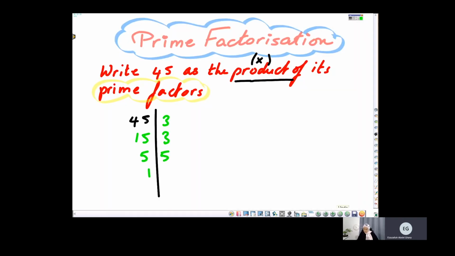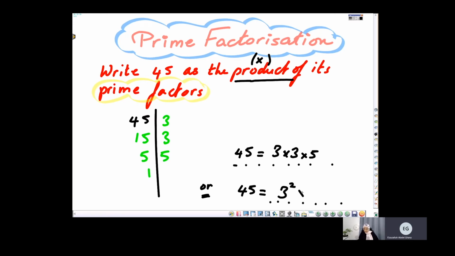So how do we write the answer? You write it on the answer line like that: 45 is 3 multiplied by 3 multiplied by 5. Or you can write it in index form. It is 3 squared multiplied by 5. This is correct and this is also correct.